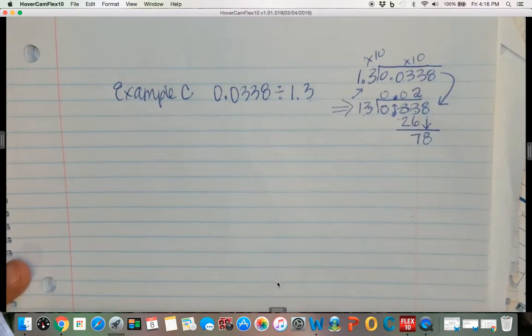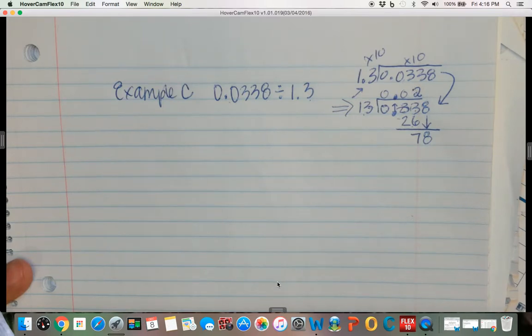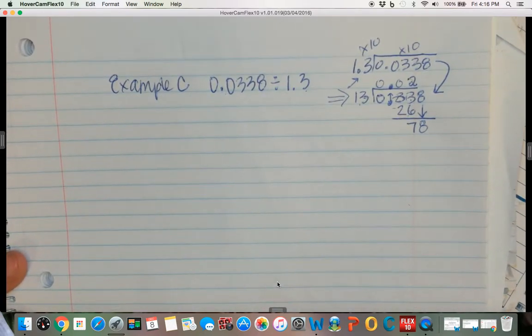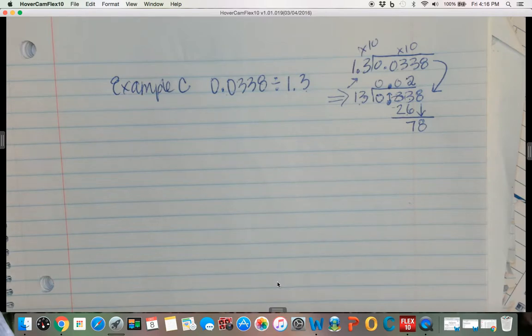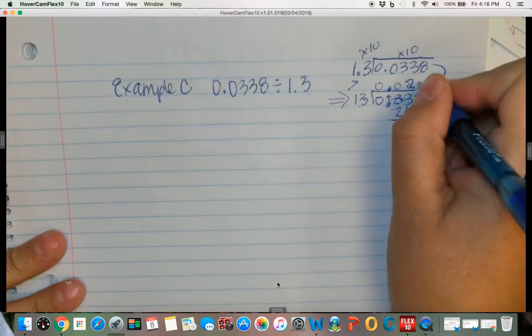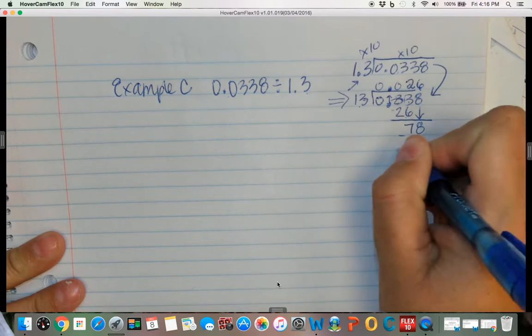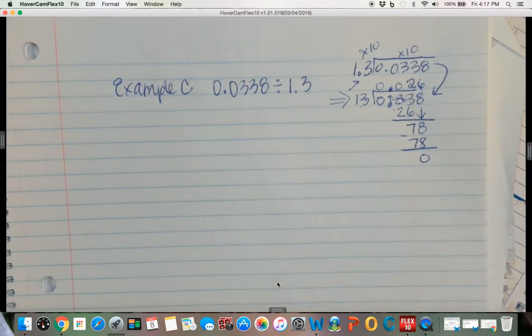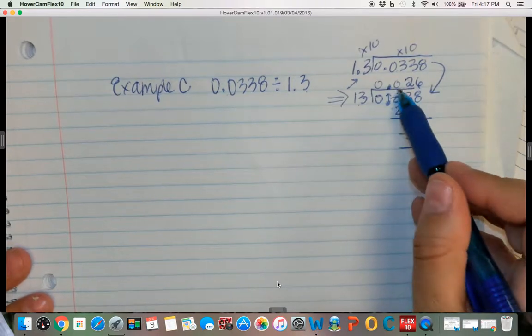Thirteen goes into 28. How many times? So let's count by 13s. 13, 26, 39, 52, 65, 78. 6 times, evenly, thank goodness. So I get 0.026.